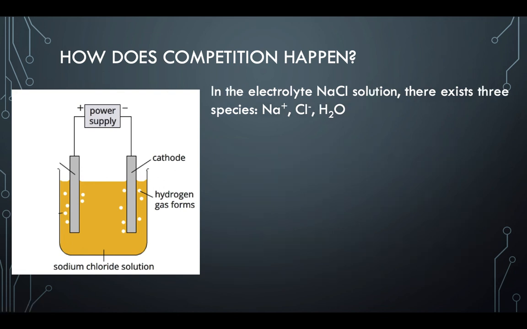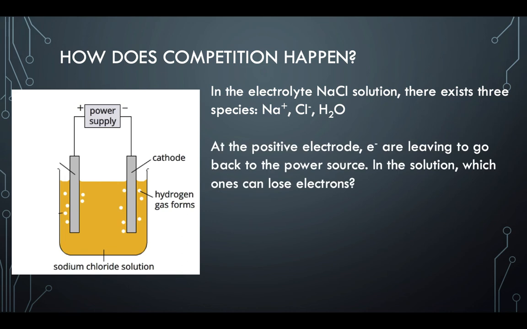On the other hand, on the positive electrode, electrons are leaving to go back to the power source. So there should be an oxidation reaction happening here. So what are the species that can actually lose electrons on this electrode? You notice chloride can totally lose electrons and become chlorine gas with an E value of 1.36 and it's positive. Okay?